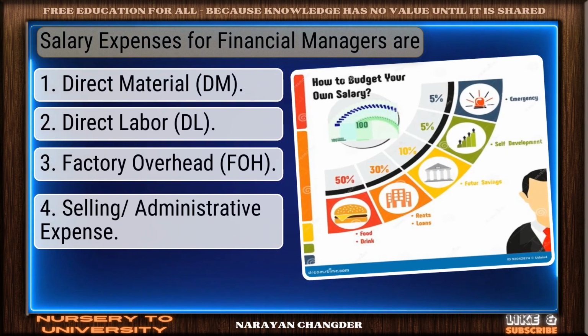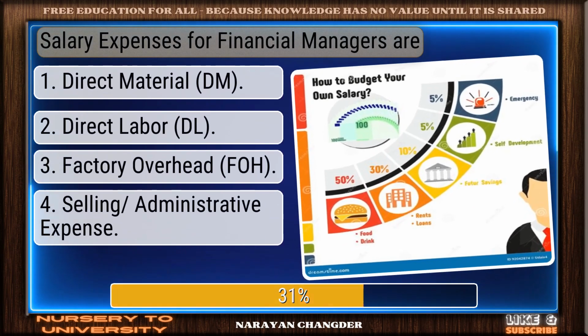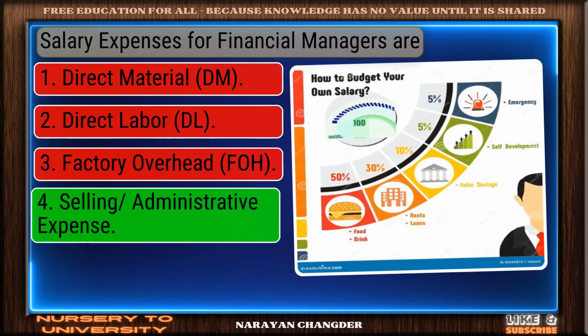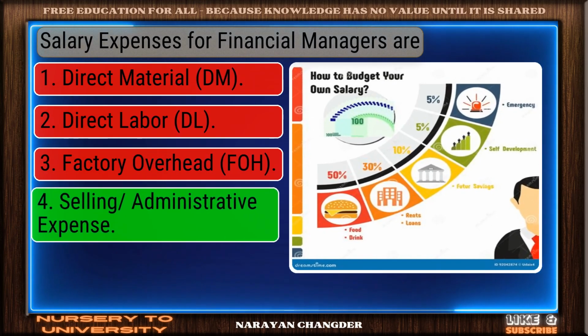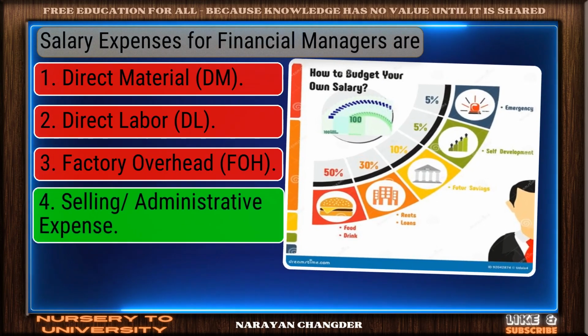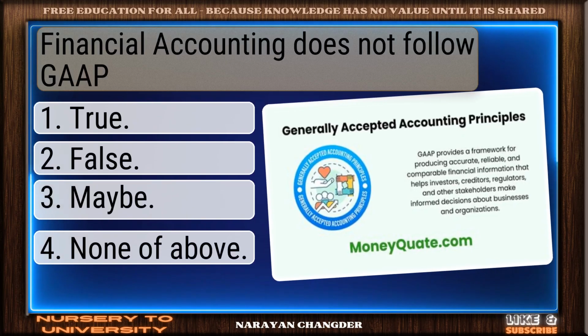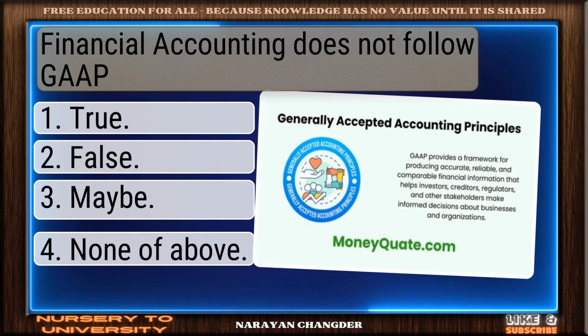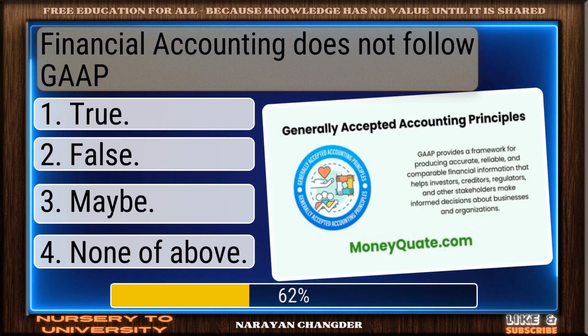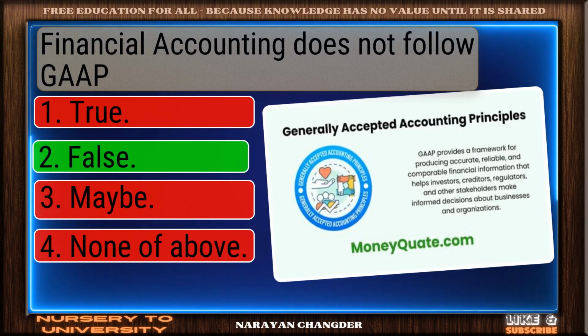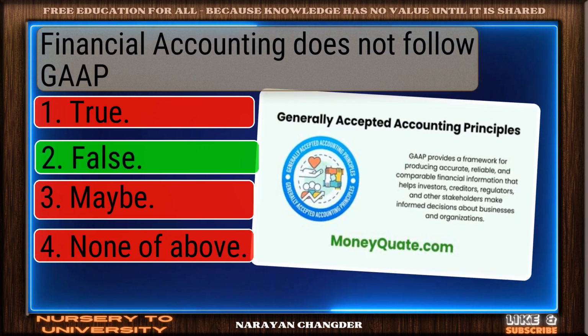Salary expenses for financial managers are. Good job. Your answer, selling administrative expense, works well here. Financial accounting does not follow GAAP. Great thinking. False is the right choice.